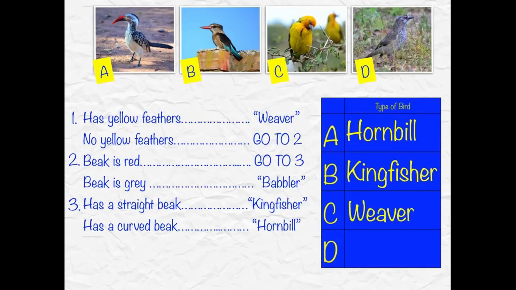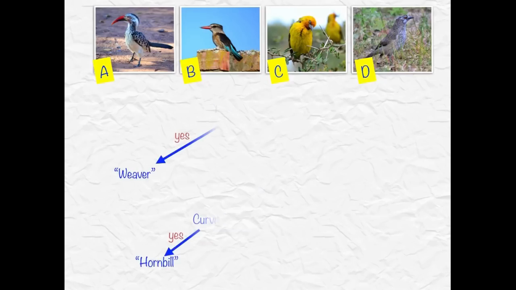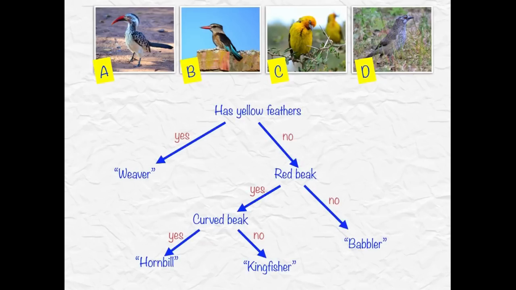If we look at part D, does it have yellow feathers? No. Does it have a red beak? No. Does it have a grey beak? Yes, so we know this one's a babbler. There is another way that these keys can be laid out. It's just a question of using arrows and answering with yes or no statements.